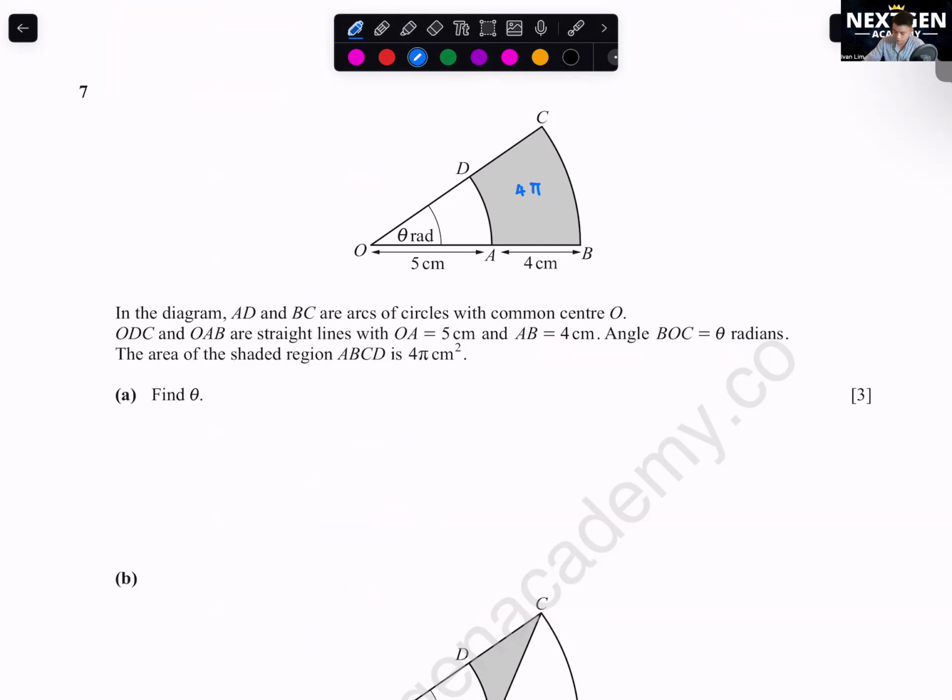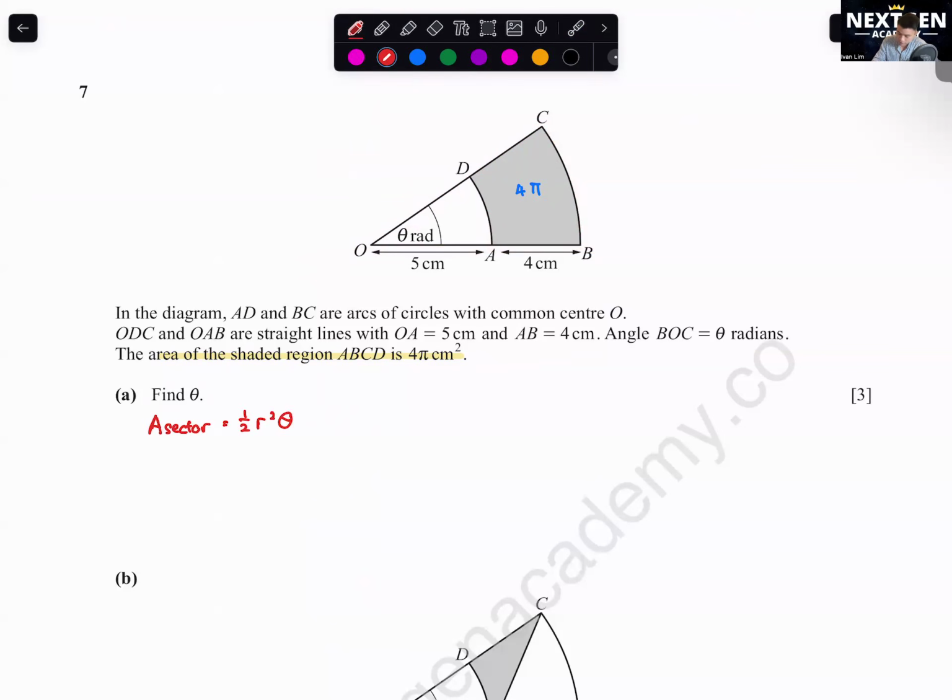Okay, so first one, let's find, they gave us this part here. Area of the shaded region is 4 pi. So can we write down an equation to find this 4 pi? We can take this big sector minus small sector equals 4 pi. Okay, so we use this first: area of sector is half r square theta.